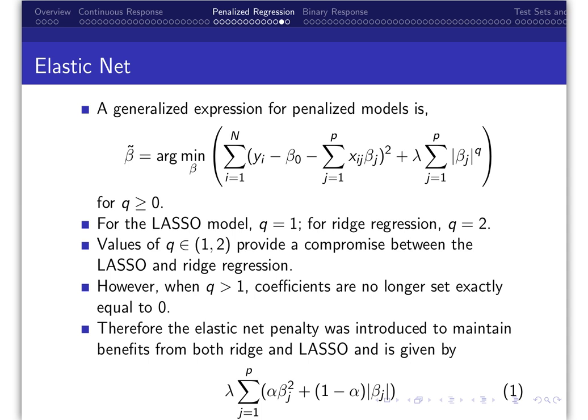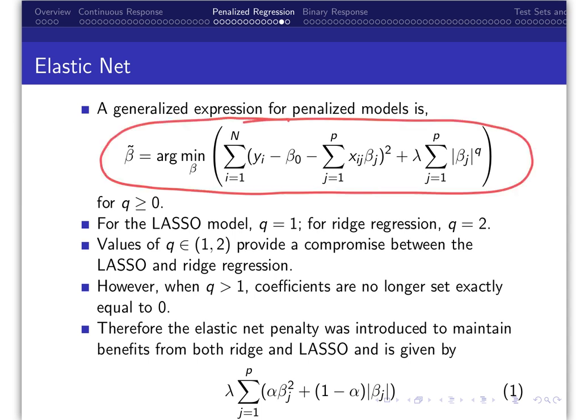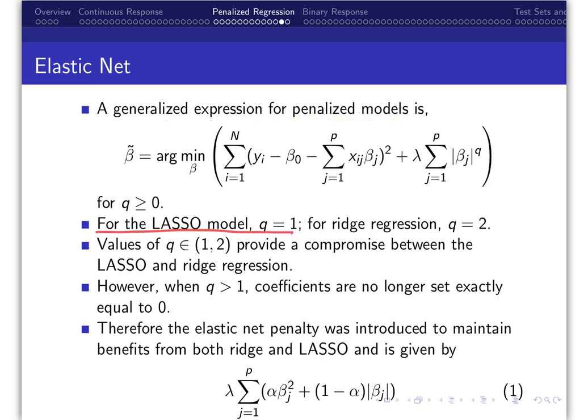A generalized expression for penalized models is given by this equation for q greater than or equal to 0. For the LASSO model, q equals 1. For ridge regression, q equals 2. Values of q in between 1 and 2 provide a compromise between the LASSO and ridge regression. However, users should note that when q is greater than 1, coefficients are no longer set exactly equal to 0.